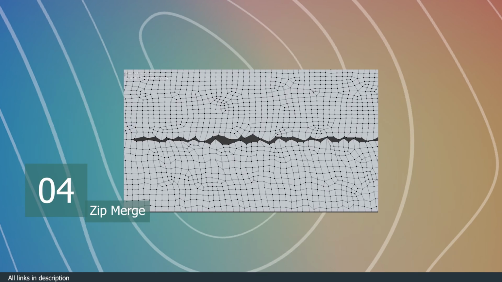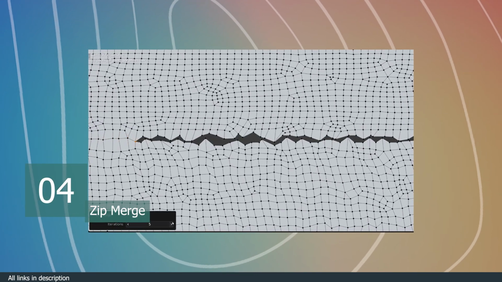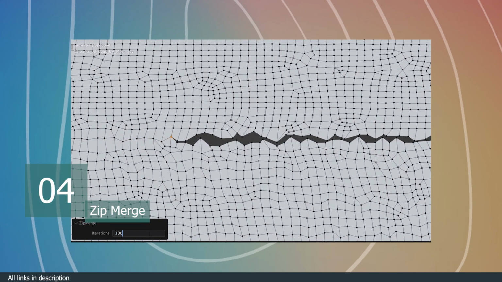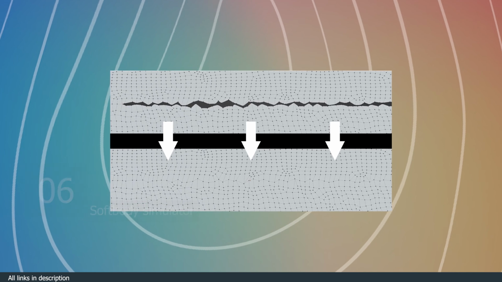This Zip Merge add-on provides an alternative way to merge vertices. When the vertices are merged here, the edge loop retains its shape and does not destroy your UV map or the structure of your mesh like Merge by distance does.